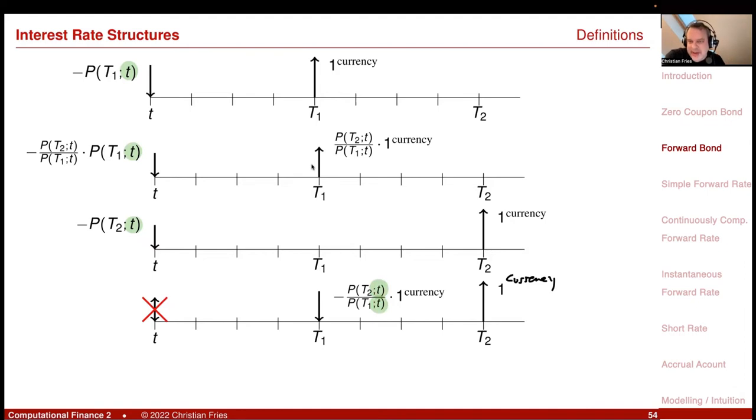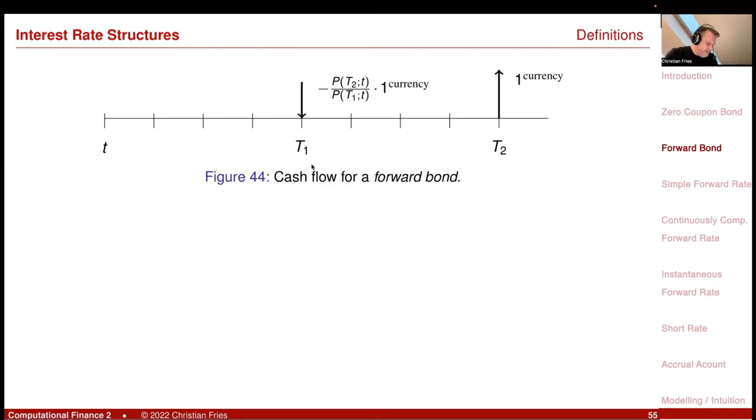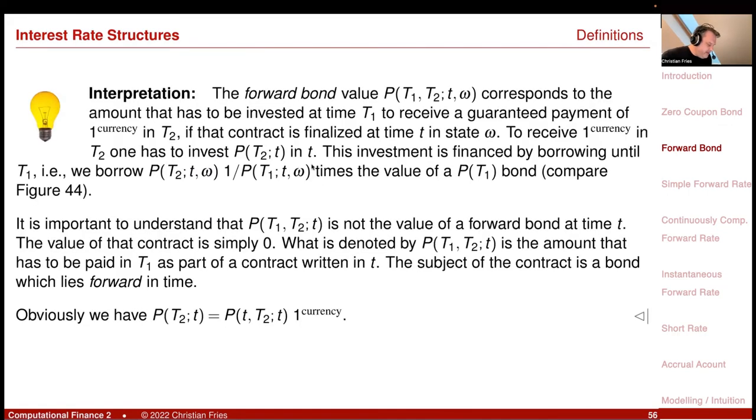Okay, so the forward bond, which I defined on the previous slides, is actually a unitless quantity, but it is the amount you have to invest in T1 to receive one unit in T2, contracted. Observed from the stochastic point of view, measurable in little t. But this is the cash flow of a forward bond, just written here what I just said. The forward bond corresponds to the amount that has to be invested in T1, guaranteeing a payment of one unit of currency in T2, if the contract is finalized in little t, and state omega.